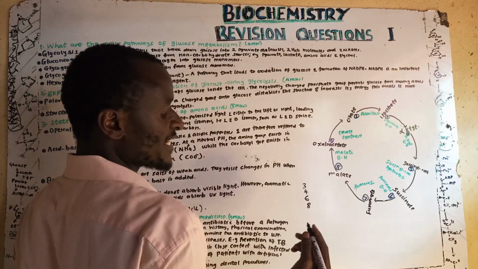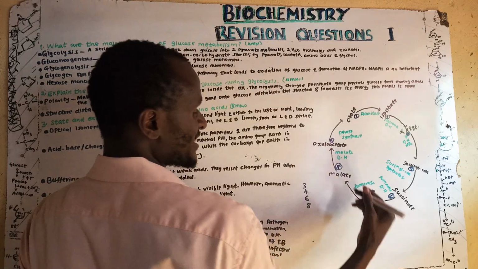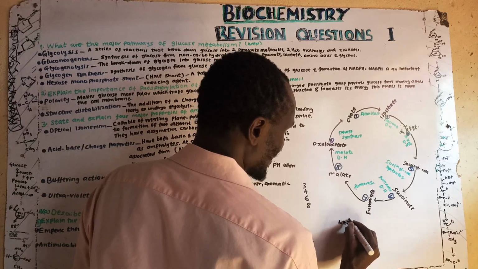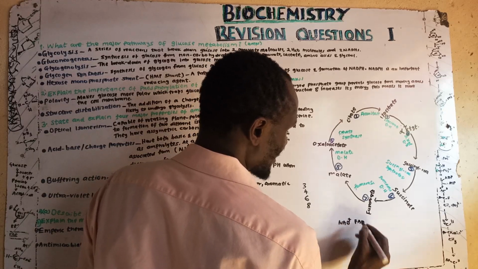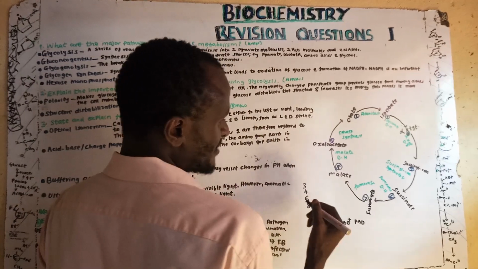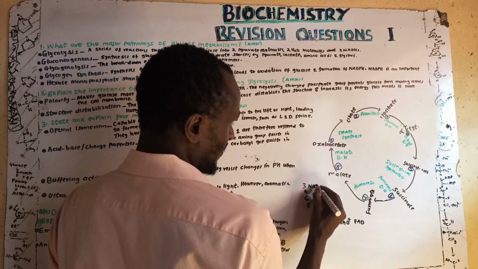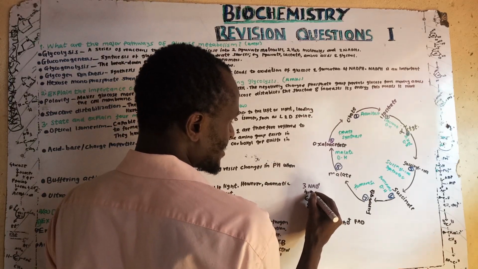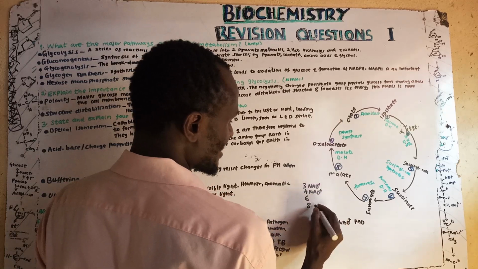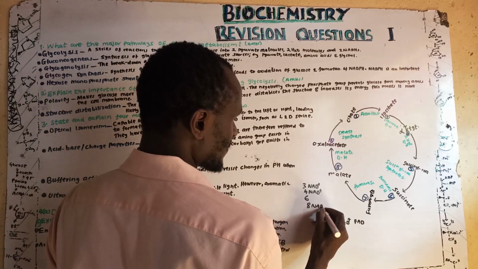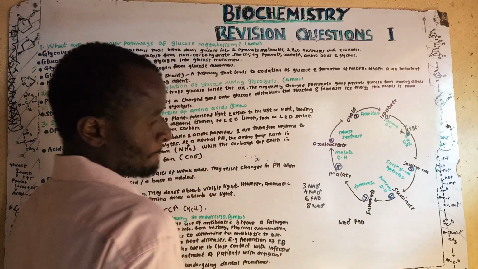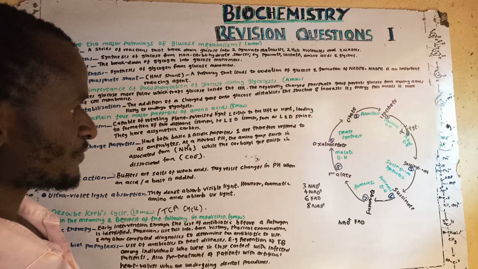So dehydrogenation normally involves two types of coenzymes in the TCA cycle, that is NAD and FAD. FAD is not charged, but NAD is charged. So the first two steps and the last step involve NAD. So step number 6 is the one that involves FAD. So that is what you are supposed to know.